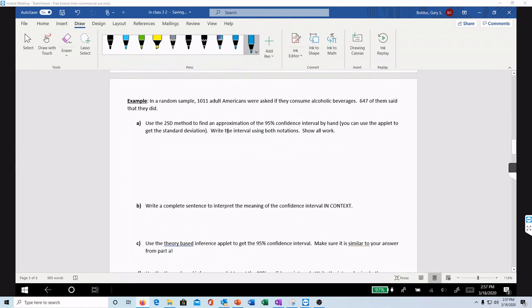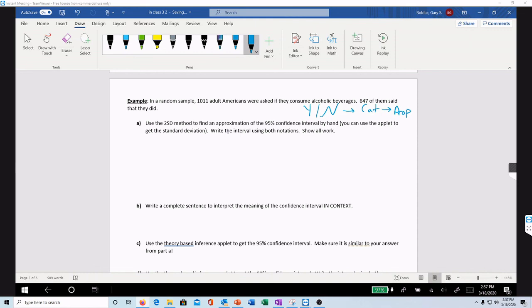Okay, so let's try an example with this and see where we can go. It says in a random sample, 1,011 adult Americans were asked if they consume alcoholic beverages. 647 of them said that they did. It says, use the 2SD method to find an approximation of the 95% confidence interval by hand. Write the interval in both notations. First things first, the question was, do you consume alcoholic beverages? I see that as a yes-no question, which means this is categorical, which means I'm dealing with a proportion.